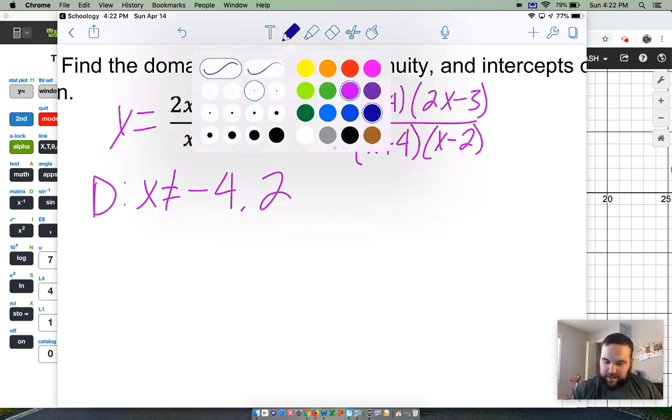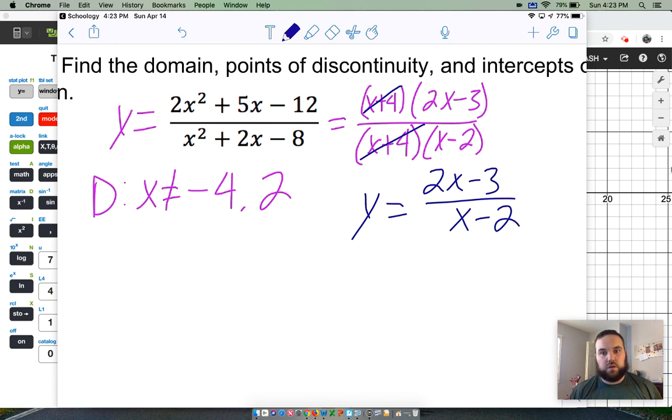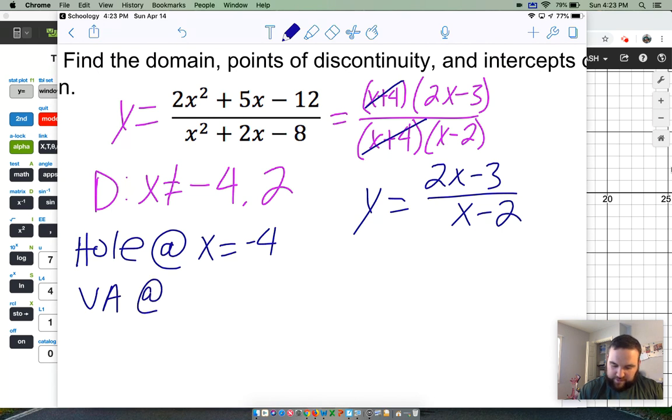I do see that I can remove that x plus 4 because it is duplicated in both the top and the bottom. So that means I can write this function a little bit simpler as 2x minus 3 over x minus 2. So that means since I was able to remove the x plus 4, I have a hole in the graph at x equals -4, and the 2, which I could not remove, is a vertical asymptote at x equals 2.